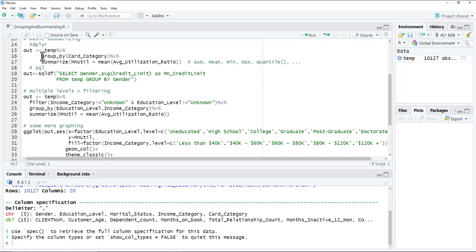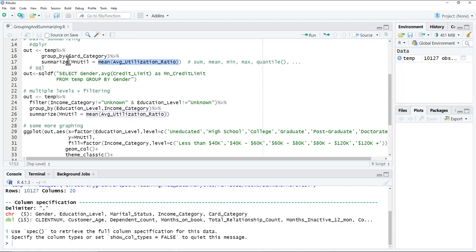So let's say by card category, we want to calculate the average of how much they're using their credit cards, in this column, average utilization ratio. So we create a new column just like we did in mutate. I'm naming it mean utilization. We create the new column, name it, set it equal to something we do to it, and here I'm taking the mean. We could use any of these other functions here as well.